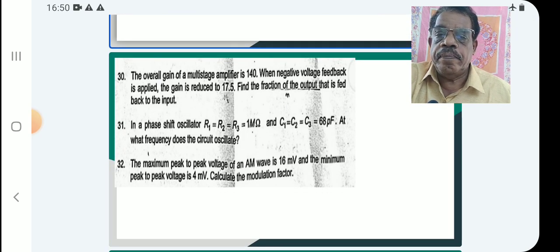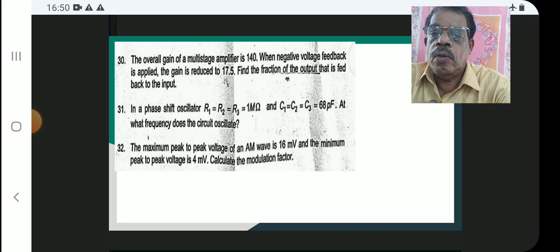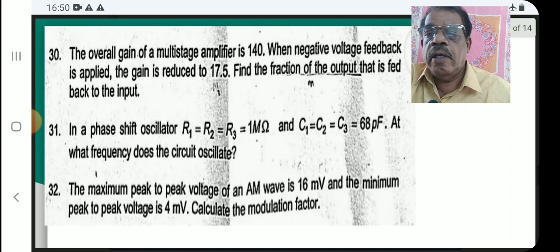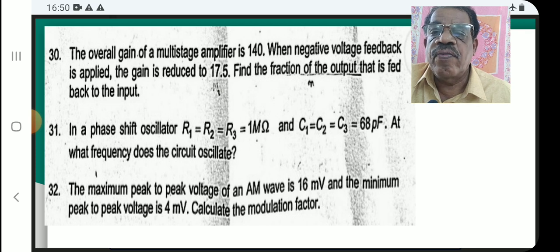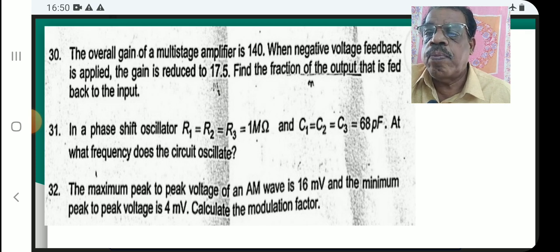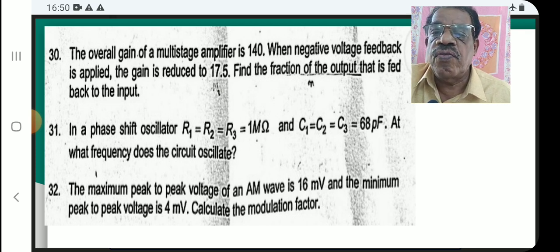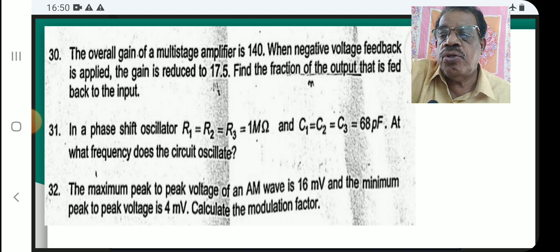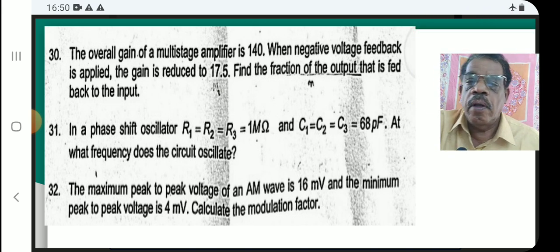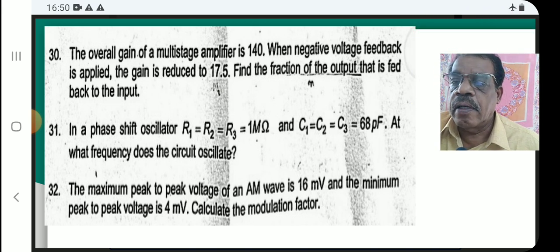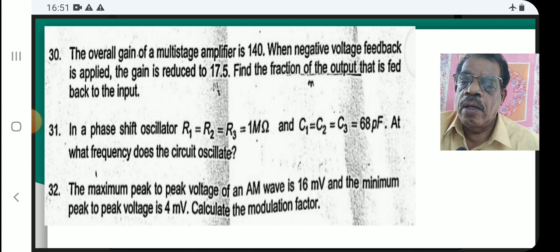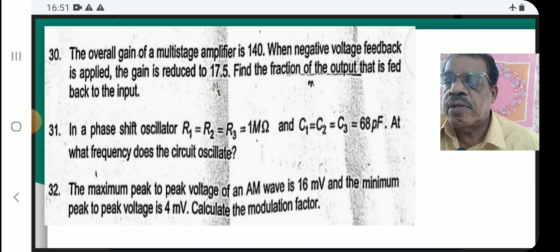Number 30. Question number 30. The overall gain of a multi-stage amplifier is 140. When negative feedback is applied, the gain is reduced to 17.5. Find the fraction of the output that is fed back to the input. For a negative feedback amplifier, AF is equal to A by 1 plus A m, that equation.